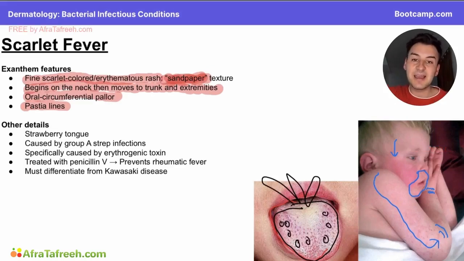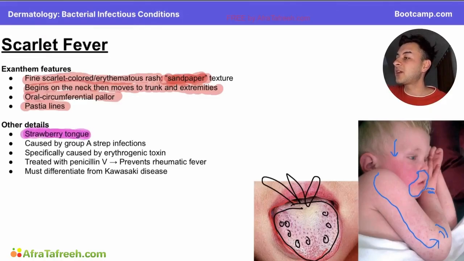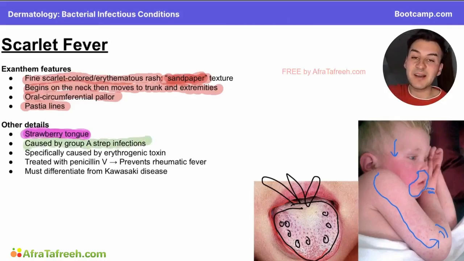And this tongue is a classic example of strawberry tongue. This is a very high yield finding for scarlet fever. I'm going to have it in pink for you guys because it's probably the most high yield thing. We already talked about the microbiology, how this is caused by group A strep infections, and specifically it's going to be caused by an erythrogenic toxin. So this is what mediates all of these dermatologic findings.